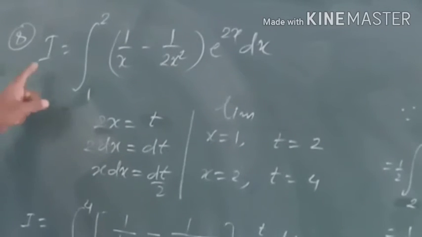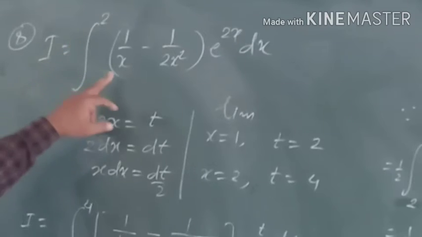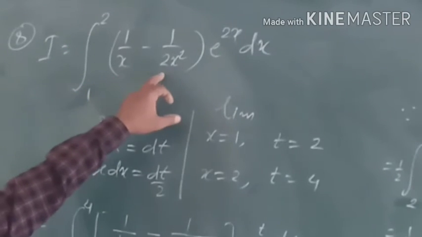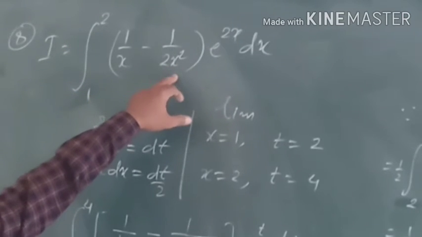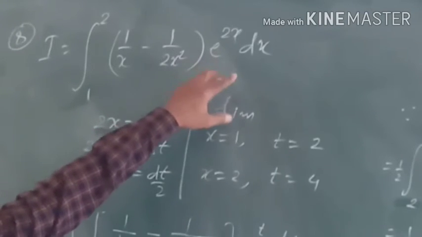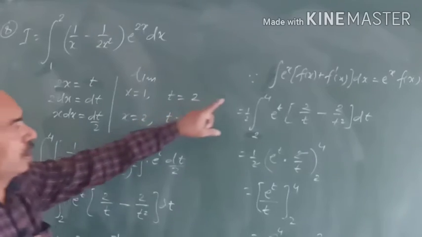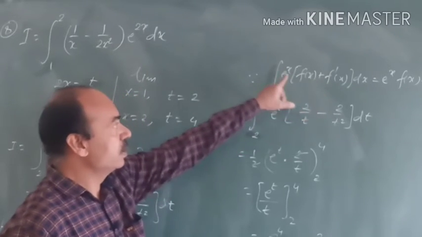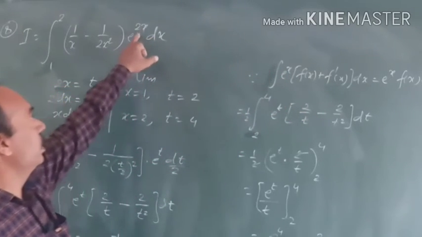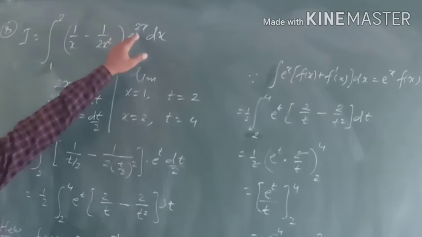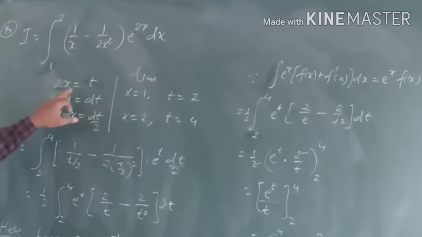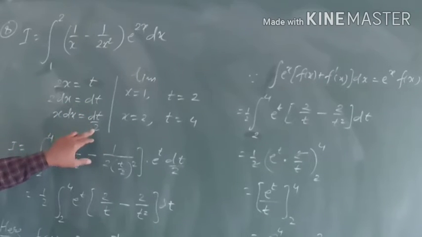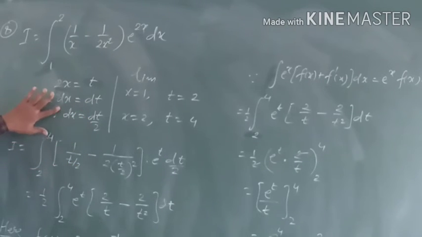In question number 8, integral from 1 to 2 of (1 by x minus 1 by 2x square) e to the power 2x dx. Since in our formula, integral of e to the power x (f(x) plus f dash x) dx, it is e to the power x, but here it is e to the power 2x. So put 2x is equal to t. So 2 dx is equal to dt, only dx is equal to dt by 2.